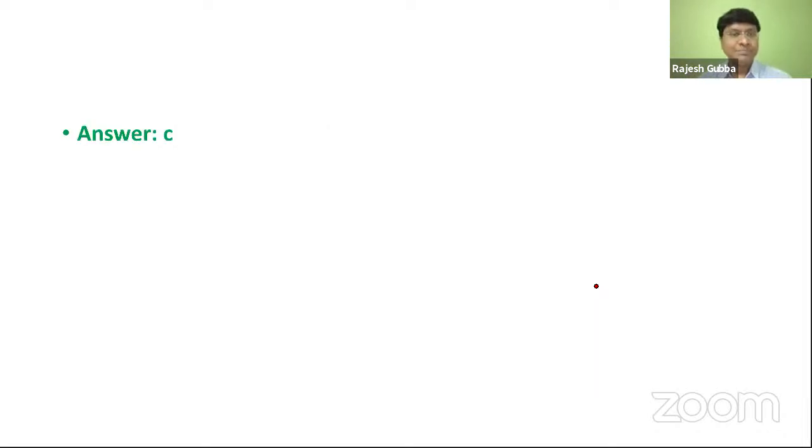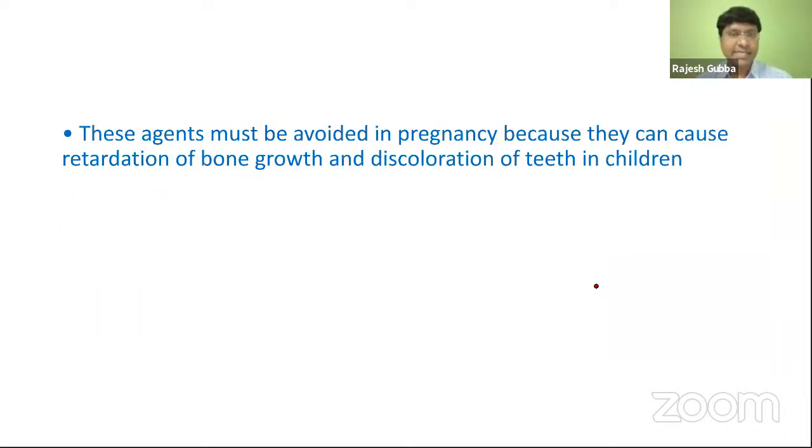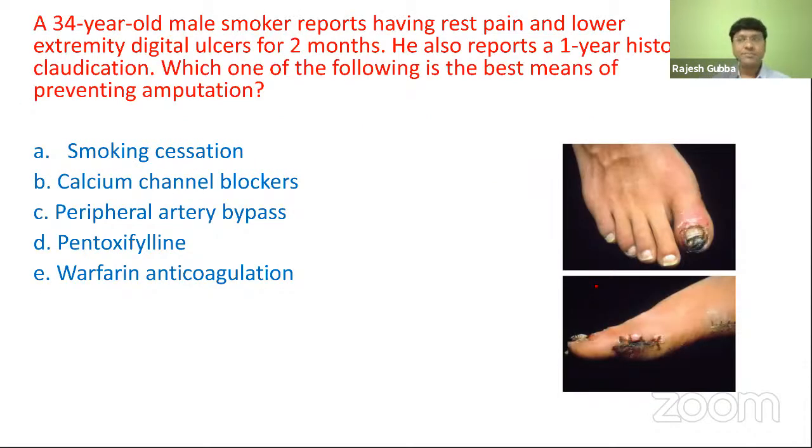Right. Now we will move on to the next important clinical and image based question. This is another very interesting question, and let me see how many of you can answer this. We have a 34-year-old male smoker. He reports having wrist pain and lower extremity digital ulcers for 2 months. He also reports a 1-year history of claudication. Which one of the following is the best means of preventing the amputation?